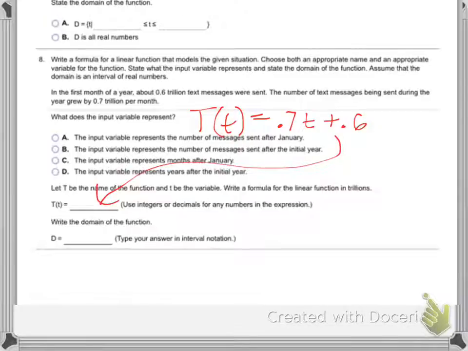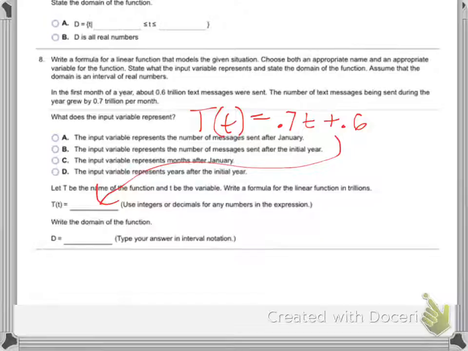Okay. Now, the next piece is what's the domain? Well, we're thinking about time, and the whole thing is, I want to do this for just the first year, and I already have 1 year under our belt, or through the end of the year.